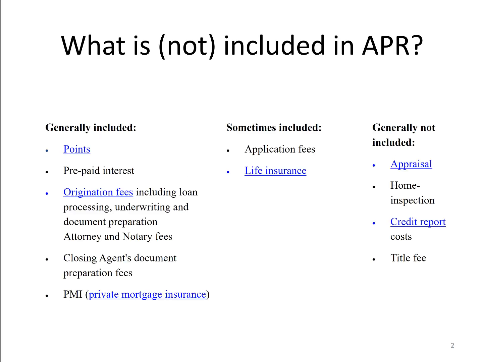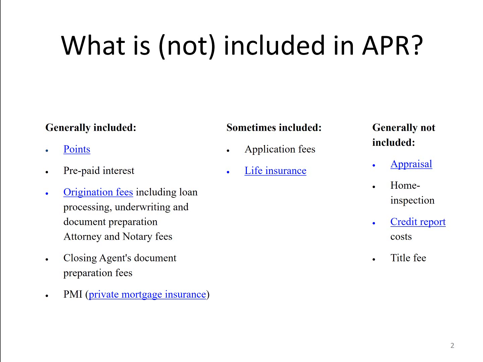What is included and not included in the annual percentage rate? Generally, the annual percentage rate calculation will include points. Points are the money a borrower pays to the lender to buy down the interest rate. It's usually a percentage of the loan.